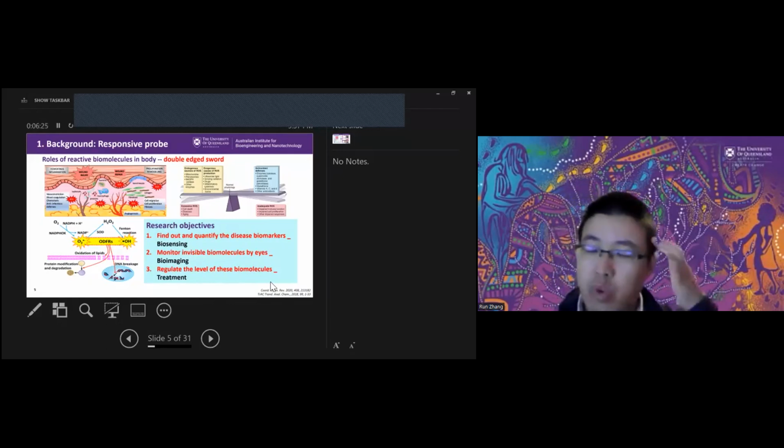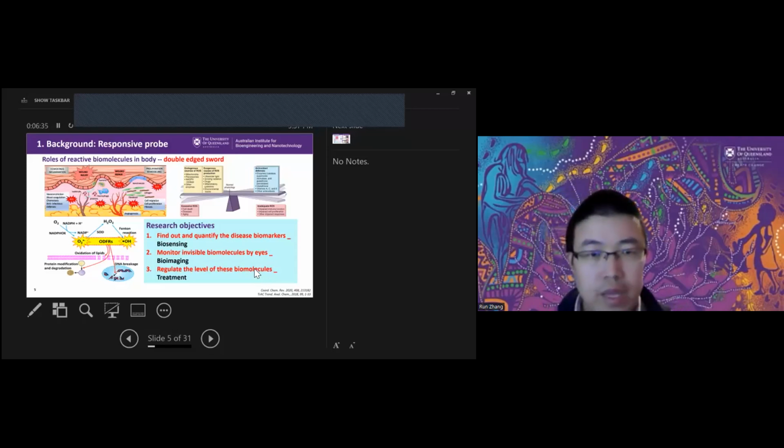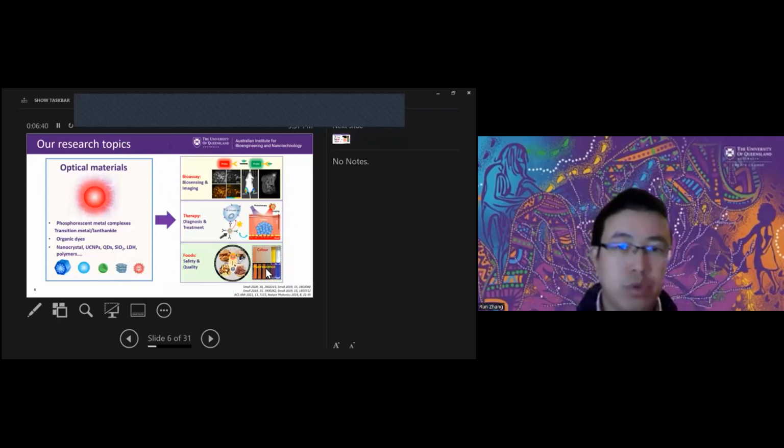So the imaging, and we also put some biomaterials to regulate the levels of these biomarkers inside of the body for treatment. So here shows the research topic of my team here in UQ.